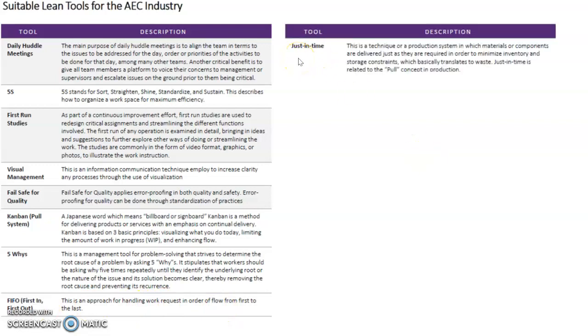The just-in-time concept is also another lean tool that can be used for certain situations. It is a technique or production system in which materials or components are delivered just as they are required, in order to minimize inventory and storage constraints, which basically translate into waste. Just-in-time is related to the pull concept in production.